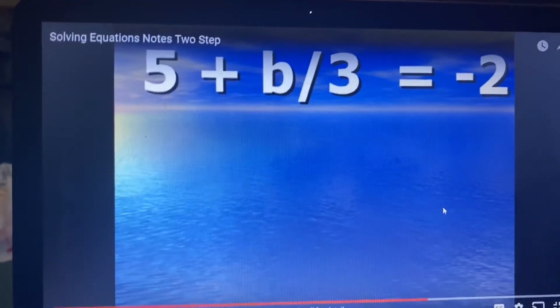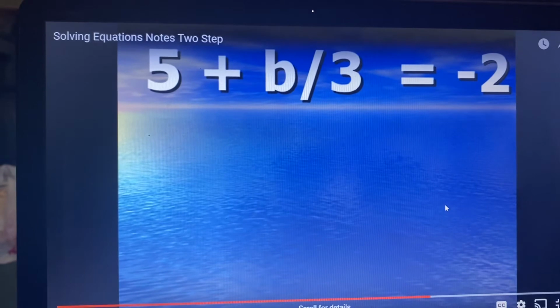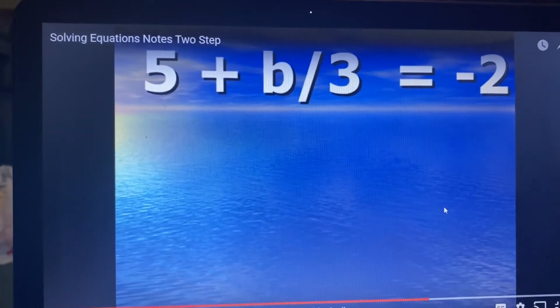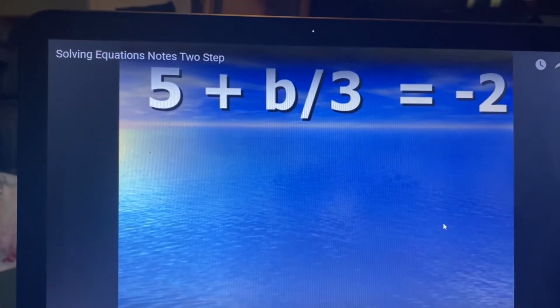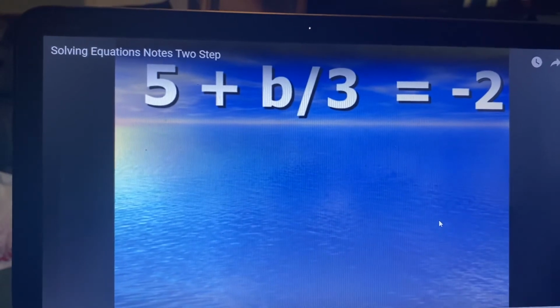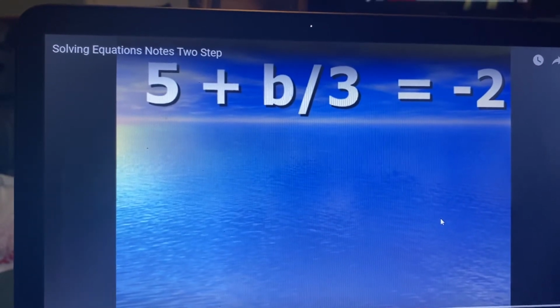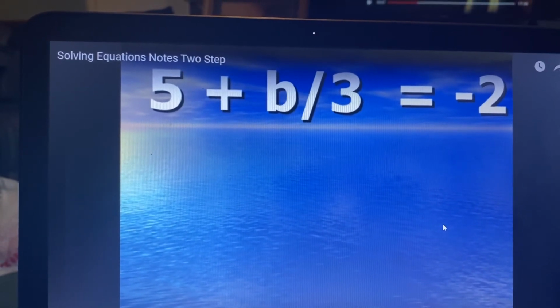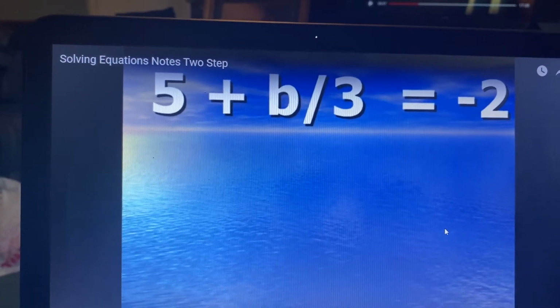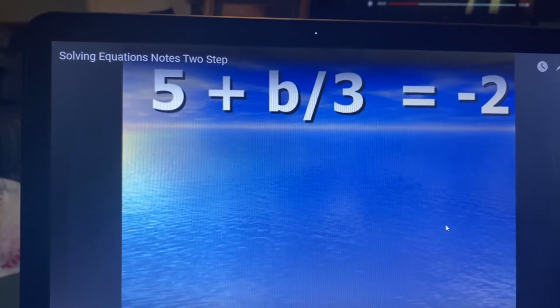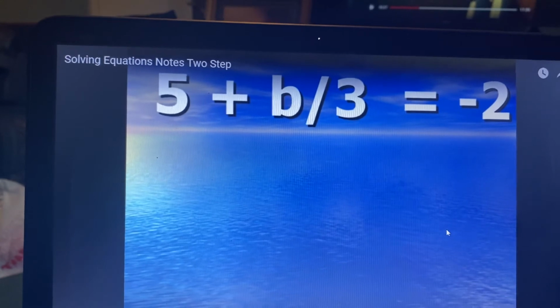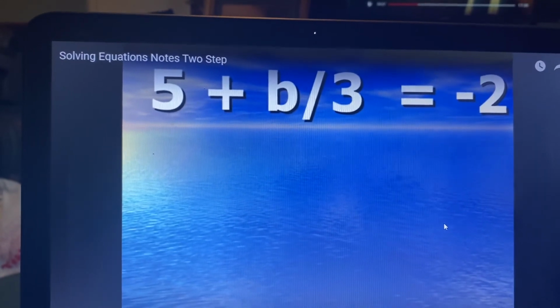So since our 5 is a positive 5, we can assume that we're adding. So the opposite of a positive 5 would be a negative 5. So from there, I would subtract 5 from both sides of the equation.